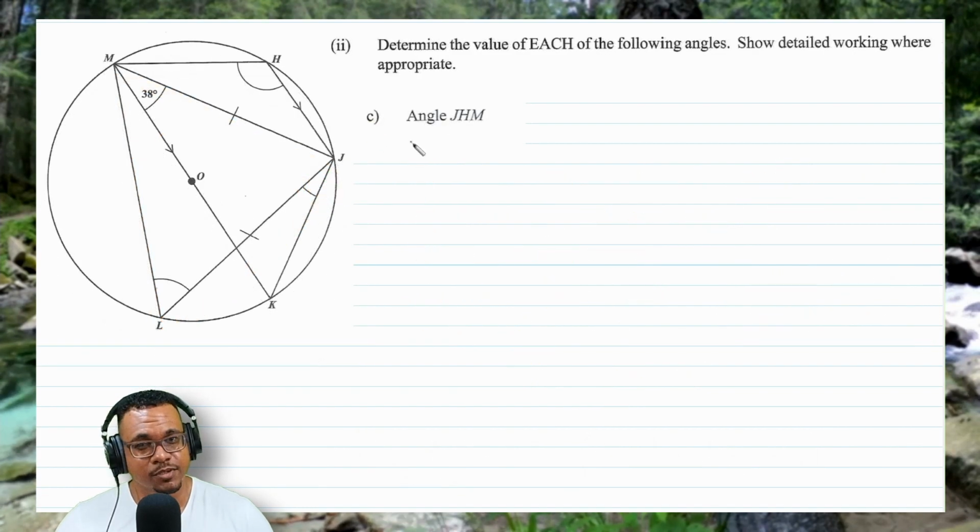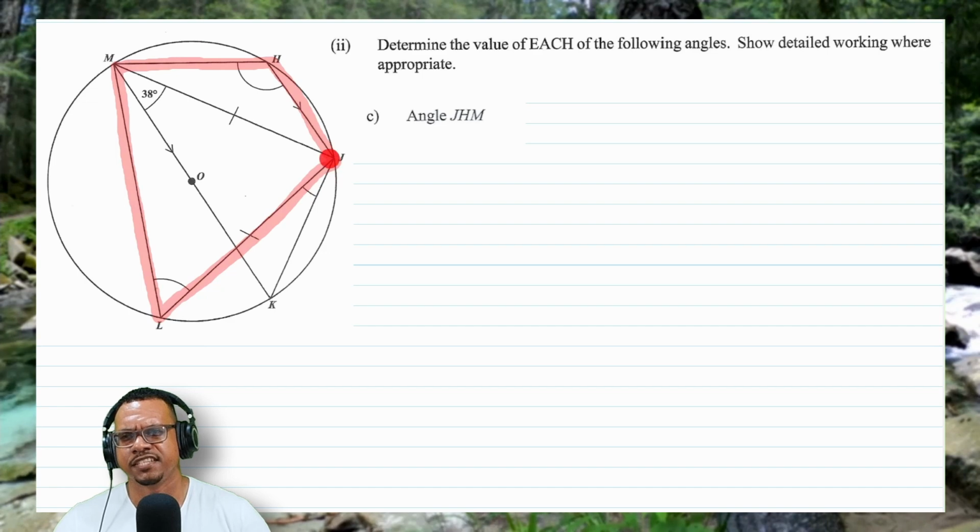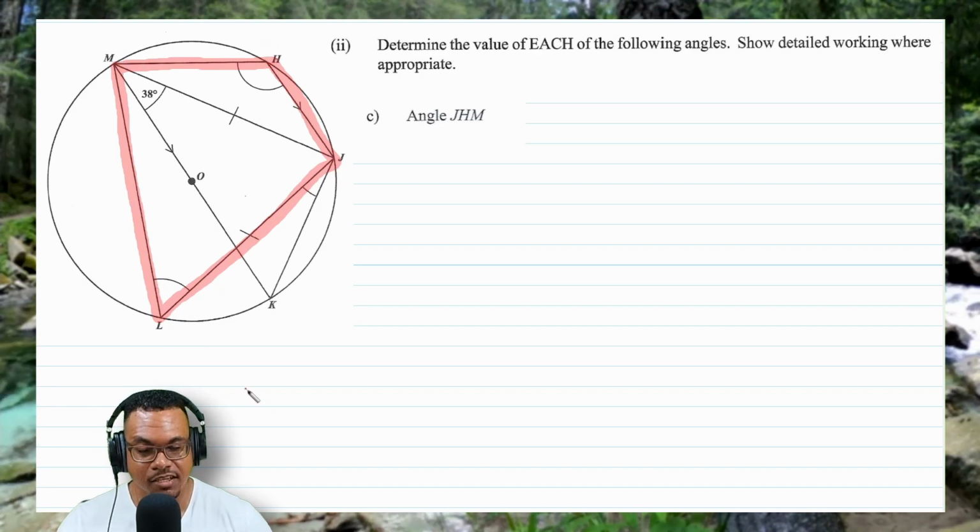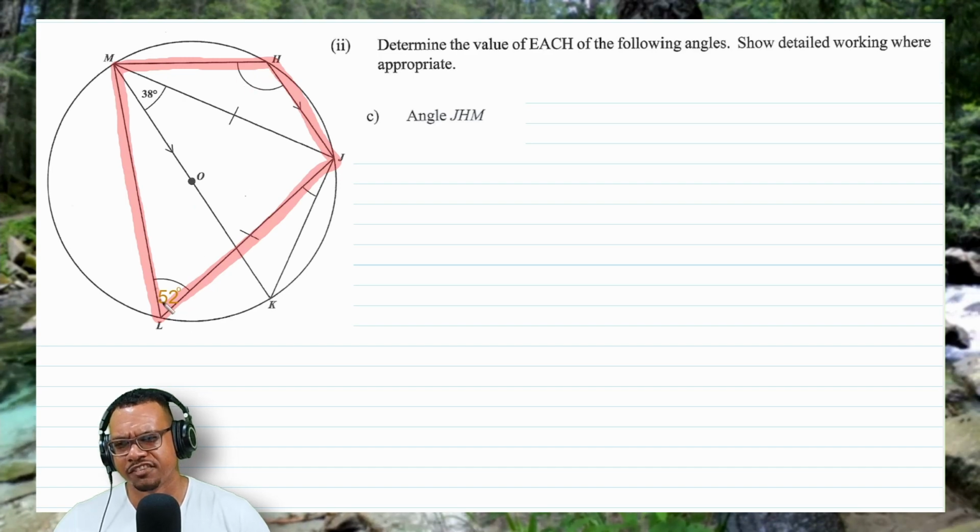So now for part C of this question, I'm going to find angle GHM. So that's G to H to M. So that's this angle right here. Now what we're seeing here is a four-sided shape where all four vertices touch the circumference of a circle. So we call that a cyclic quadrilateral. And remember, we found this angle down here to be 52 degrees. And we know that the opposite angles of a cyclic quadrilateral are supplementary, meaning add up to 180 degrees. So these two will be opposite angles of a cyclic quadrilateral.